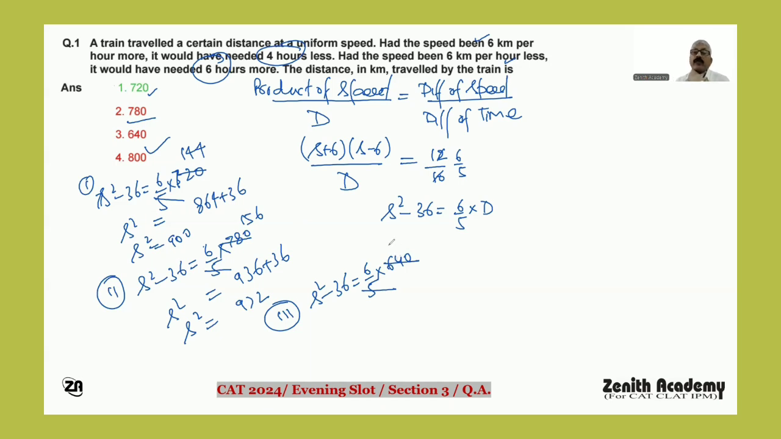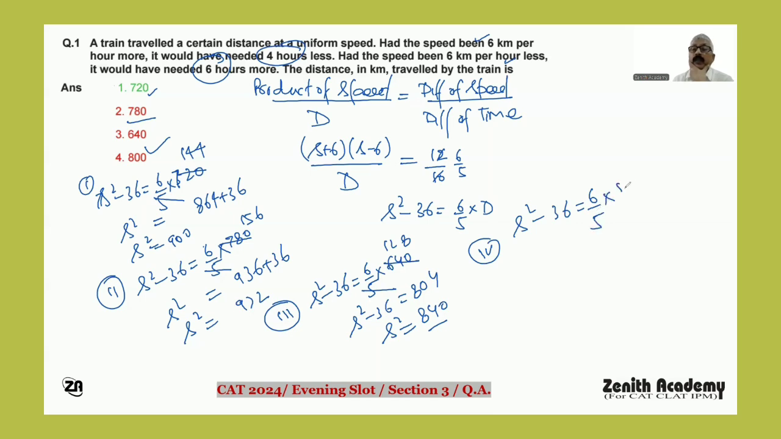645, 165, 128. 128 into 6 is 804. So minus 36, 804, s square is equal to 804 plus 36 means 840, right? And if I take the last option 4, then s square minus 36, 6 by 5, d is 800. D is 800 means it is 160. 160 is 960 and s square is 960 plus 36.